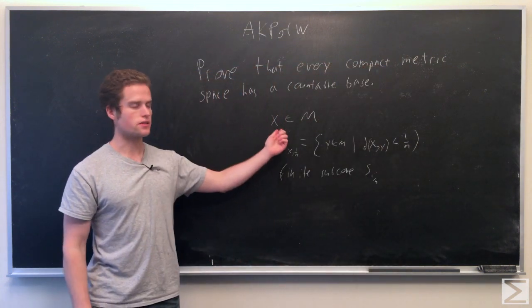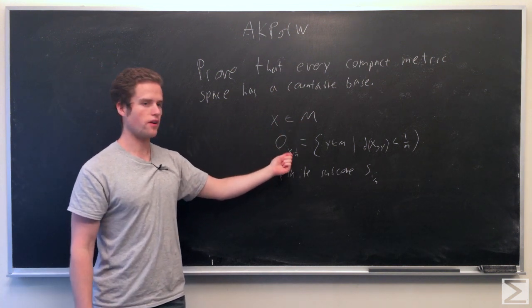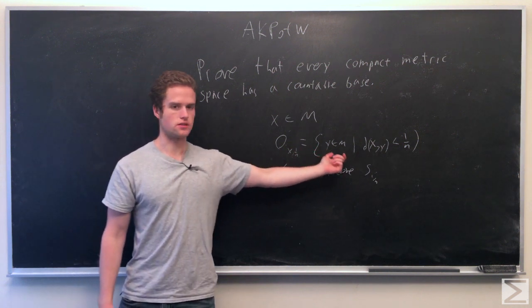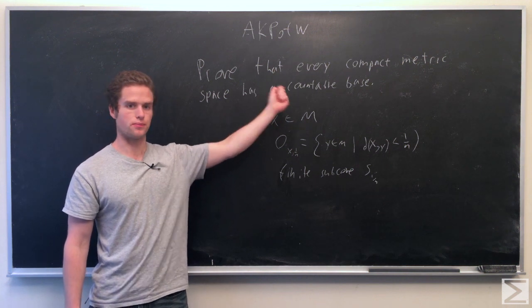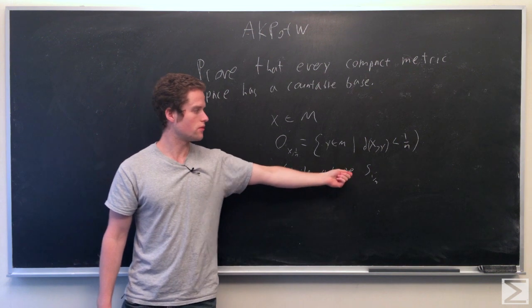So for each x in our metric space, call it M, we're going to take an open ball around x of radius 1 over n. We do that around each point, but since the metric space is compact, we must have a finite subcover. We're going to call that subcover S_{1/n}.